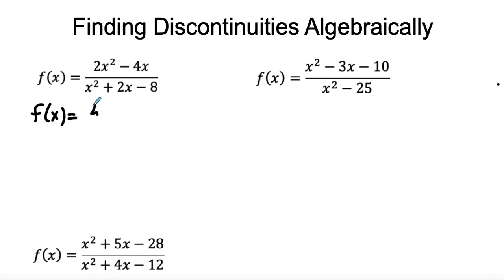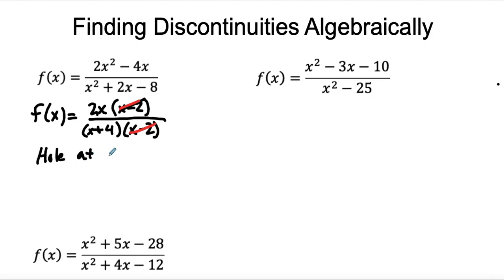So let's go ahead and look in here. I can factor out 2x from both of these. That's going to leave me with x minus 2. And down in the denominator, I have x plus 4 and x minus 2. So if I look here, right away I can see x minus 2 cancels out. So the x minus 2 cancels out, and that means that the hole is not at negative 2, but x minus 2 equals 0. So the hole is at x equals 2.